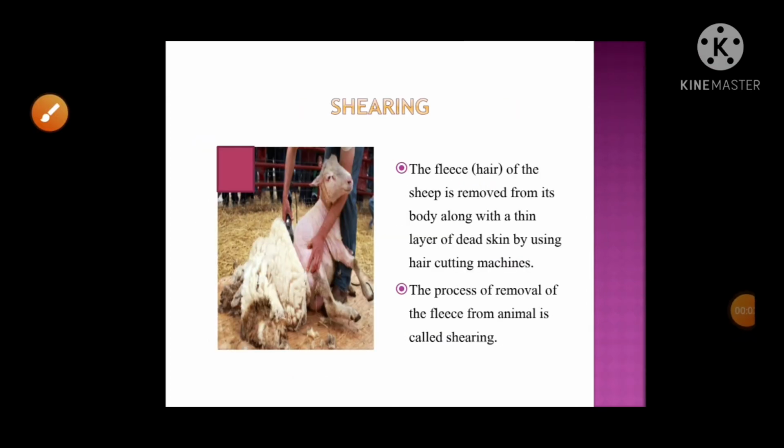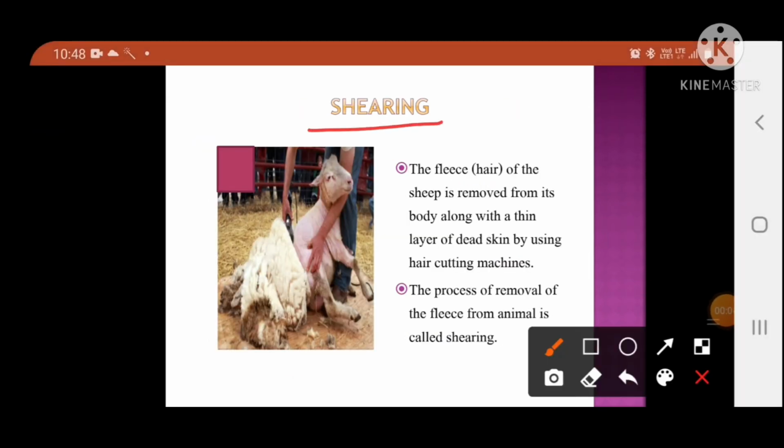The next step is shearing. The fleece of the sheep is removed from its body along with a thin layer of dead skin by using hair cutting machines. And this process of removal of fleece from the animal is called shearing. It does not cause any pain to the sheep because the uppermost thin layer of their skin is dead.